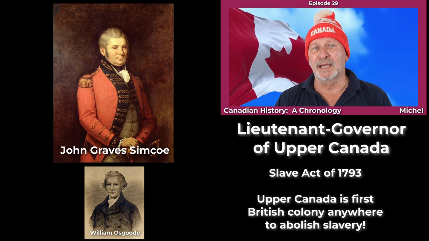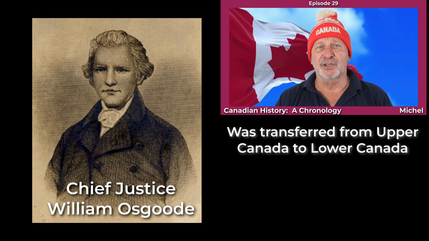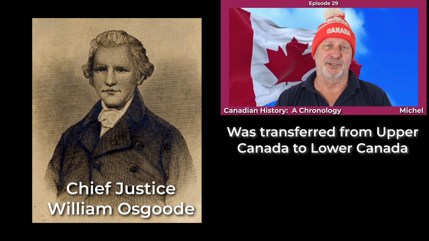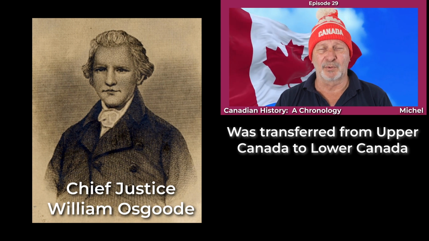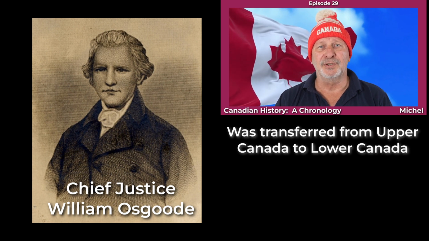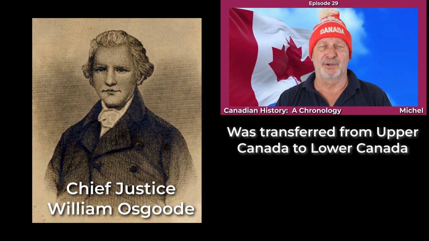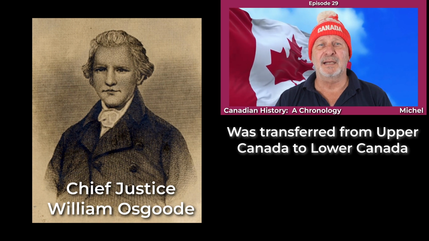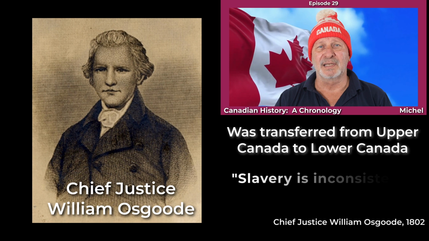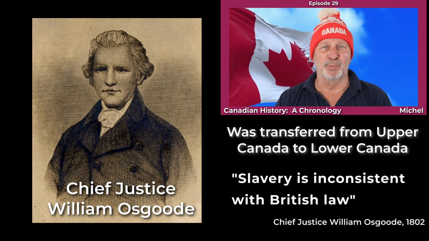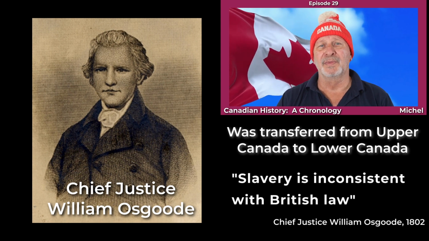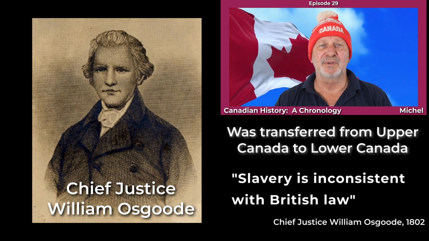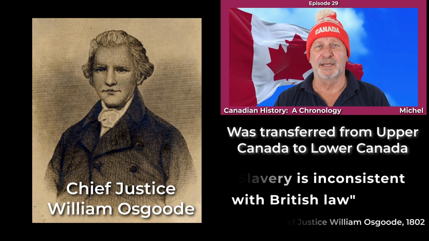And what about Lower Canada? Well, Chief Justice William Osgood was eventually transferred from Upper Canada to Lower Canada, and in 1802 he handed down another historic decision. He declared that, quote, slavery is inconsistent with British law, end quote. As a result, approximately 300 slaves were freed in Lower Canada.